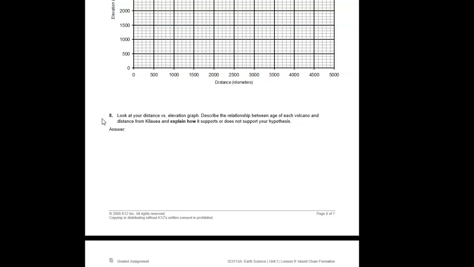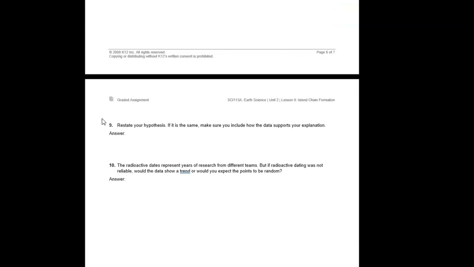Once you have that, question 8 says, look at your distance versus elevation graph. Describe the relationship between age of the volcano and distance from Kilauea. So as you go further from Kilauea, do the volcanoes get older or younger? And use your graph and go back to your original hypothesis and see, are those two things linked? Question 9 says, go back to your original hypothesis. Does the data that you analyzed here, does the data that you graphed support your original hypothesis, or do you need to maybe rework things and come up with a different hypothesis?